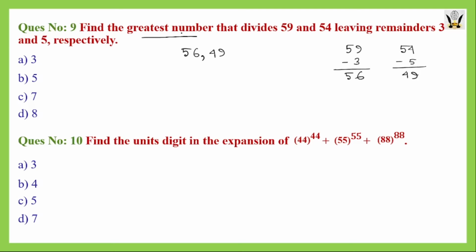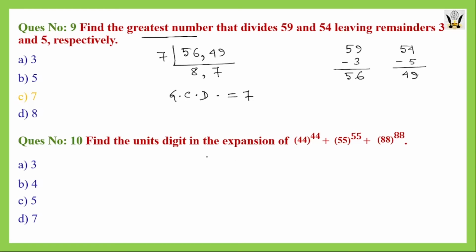So here this greatest number basically will be the common factor which can divide these two numbers completely. So basically what we are finding here is the greatest common divisor, or we can say the highest common factor. So here we just have to find the HCF, the highest common factor, of these two numbers. So between 56 and 49, the greatest common divisor is 7. So for us, the correct option will be 7.